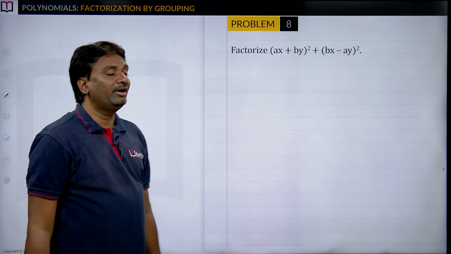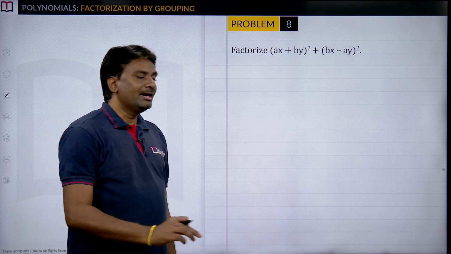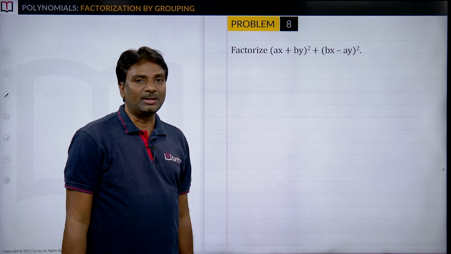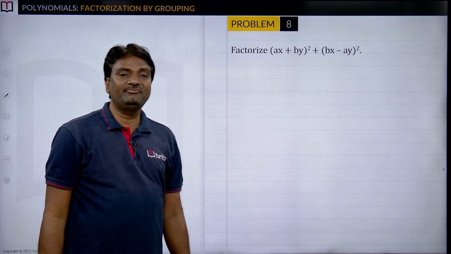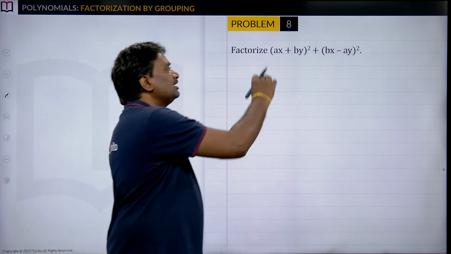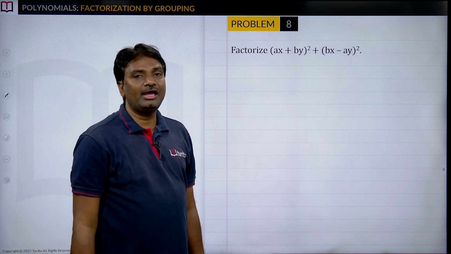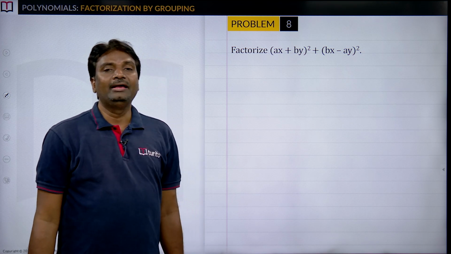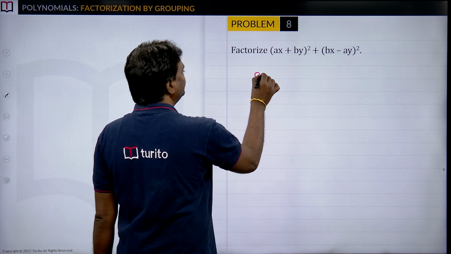Factorize ax plus by whole square plus bx minus ay whole square. So, directly we do not have any common factor. But by observing, the given polynomial contains two terms. First term is ax plus by whole square, second term is bx minus ay whole square. By expanding ax plus by whole square by using the formula a plus b whole square equal to a square plus b square plus 2ab, and by expanding the second term bx minus ay whole square by using the formula a minus b whole square equal to a square plus b square minus 2ab.